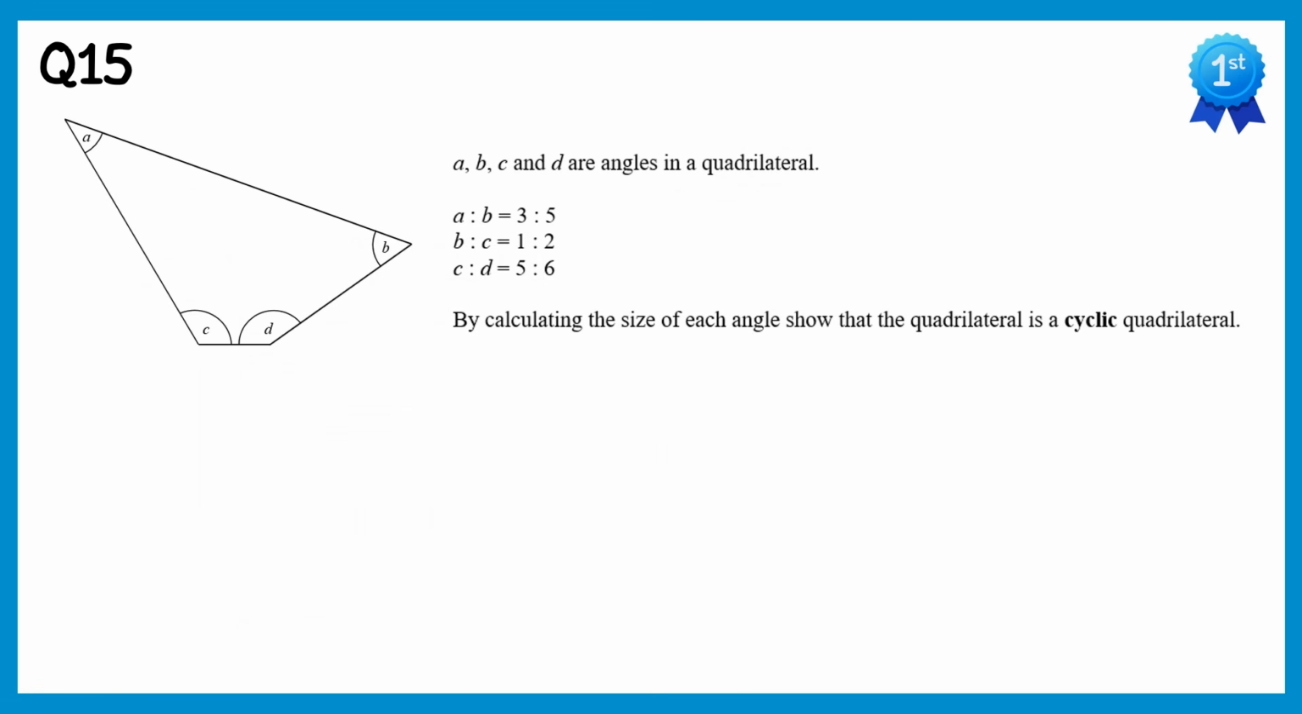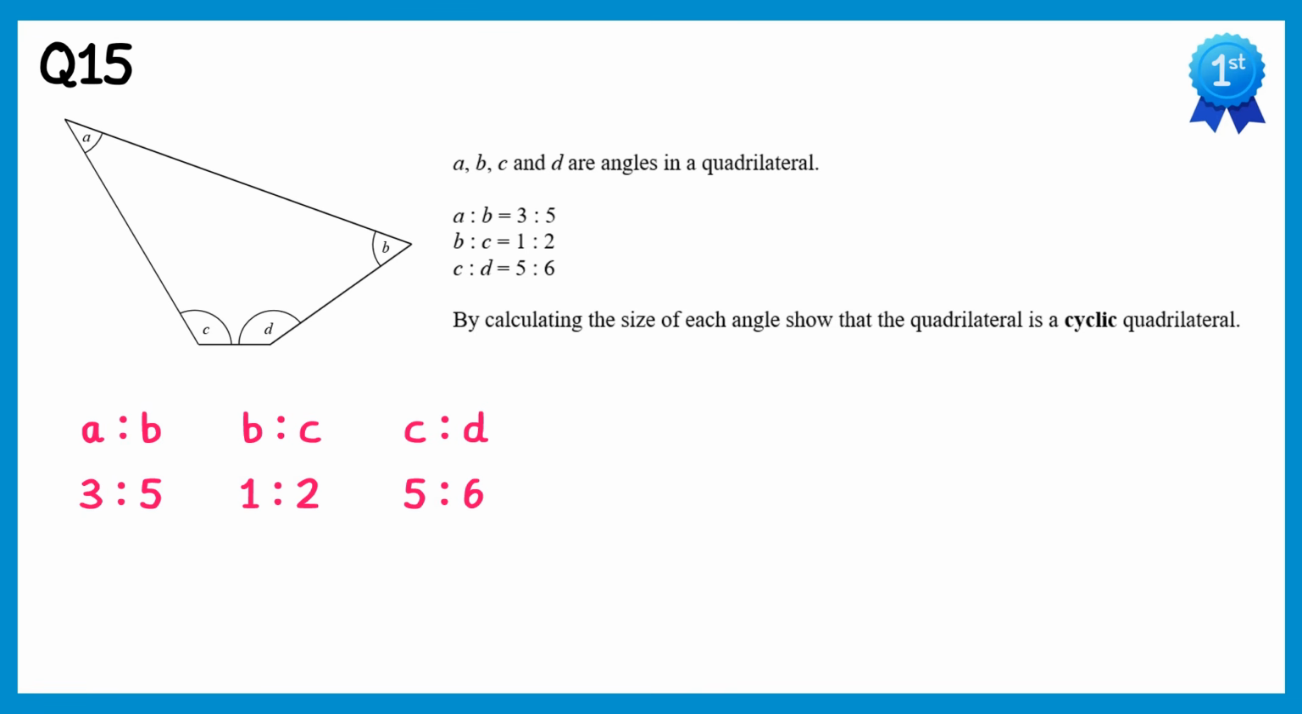For this question, we've been given lots of different ratios. It will be easier if we can write these as one single ratio. So the ratios we have, A to B is 3 to 5, B to C is 1 to 2, and C to D is 5 to 6. To write these as a single ratio, we need to match up the numbers for the letters that appear in both ratios. So the first one here has A to B, and the second one has B to C. So in the first ratio, the B is 5, but in the second ratio, the B is 1. So we need those to match.